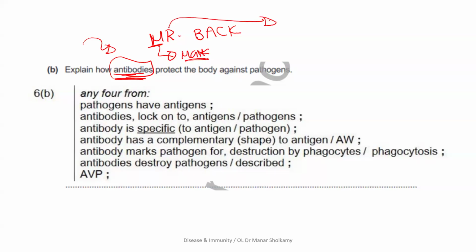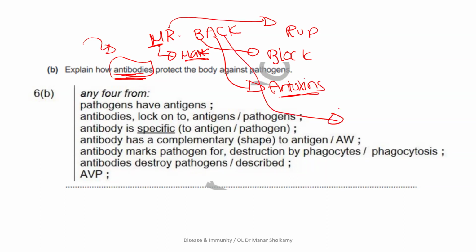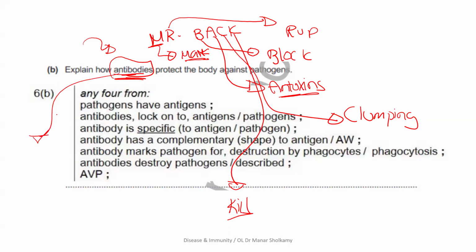R is rupture, it will make it burst. Very good. B, block. Blockage. Okay, excellent. A, antitoxin. Excellent. These toxins that are produced, they are acidic. I will make them neutral, or I will just make them harmless. C, clumping. I will stick the pathogens together so they don't spread. K, killing. Very good. You will write those, and you will introduce the question by saying that antibodies are specific, they bind to a specific pathogen.